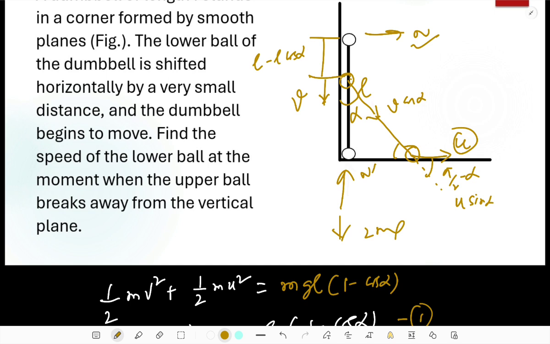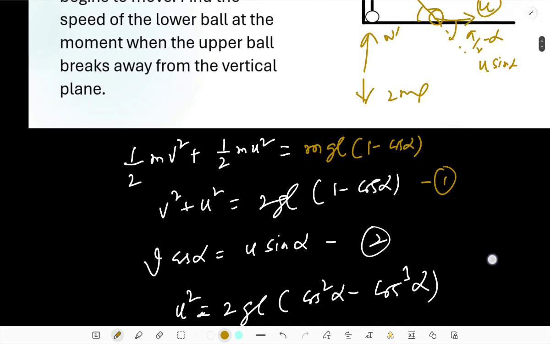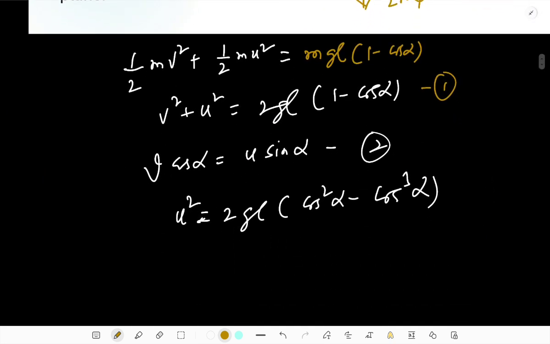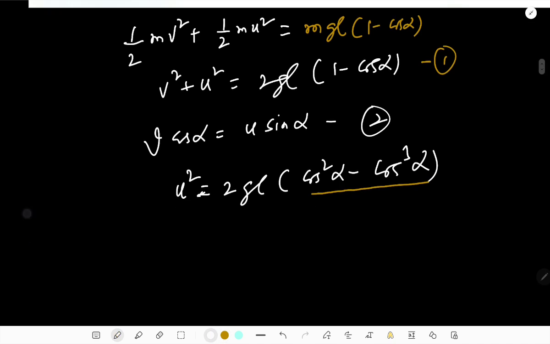So u or u square is given in terms of cos alpha. To find the maximum value of u, we need to find the maximum value of u square, and that means we need to find the maximum value of cos square alpha minus cos cube alpha. Rather, I am going to write a function y in the form of x square minus x cube. I just thought that cos alpha is equal to x and u square is y.